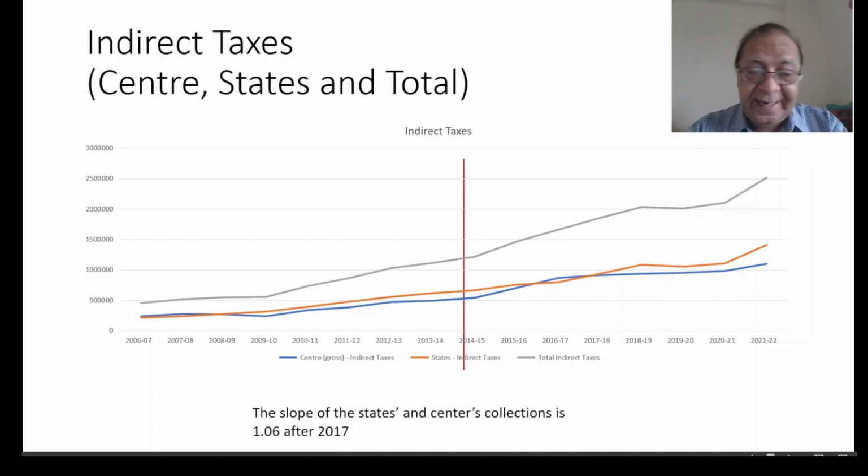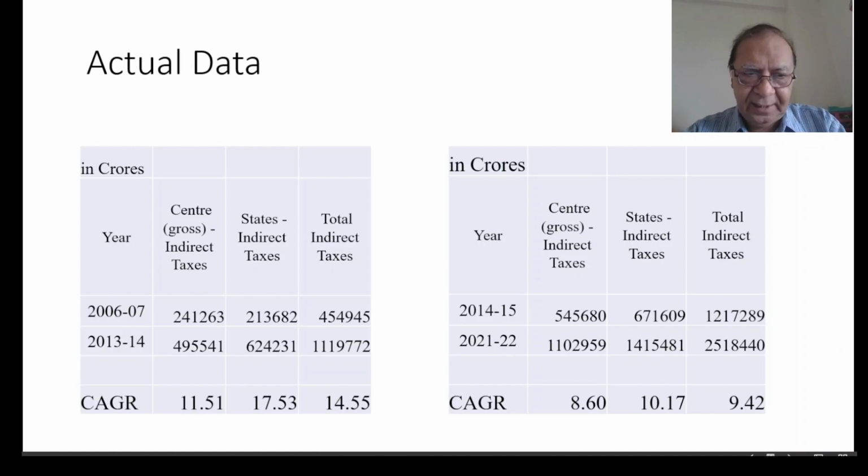The slope of states and center collection is 1.06 after 2017. Meaning, if the center's tax increases by 1 rupee, the state's taxes will increase by 1.06. That is 6% more. State's taxes are increasing 6% more. Let us see the actual data.